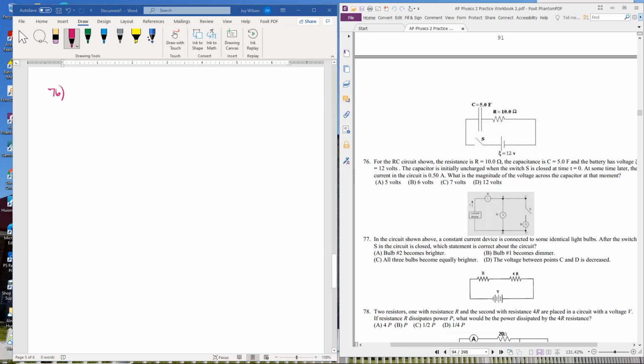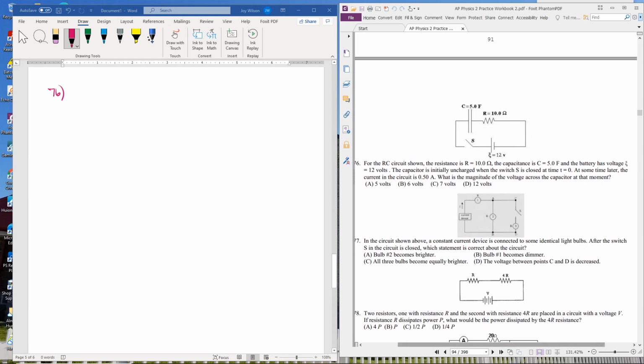So for the RC circuit shown, resistance is 10 ohms, capacitance is 5 farads, and the battery has a voltage of 12 volts. The capacitor is initially uncharged, so it's an empty bucket right now. And then we're going to close that switch. Sometime later, there's our keywords, sometime later, now the current in the circuit is 0.50 amps.